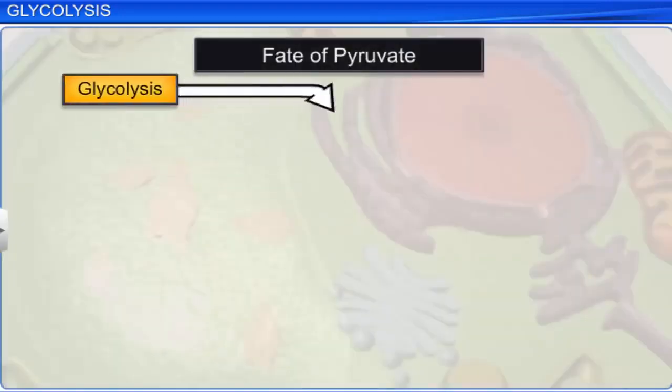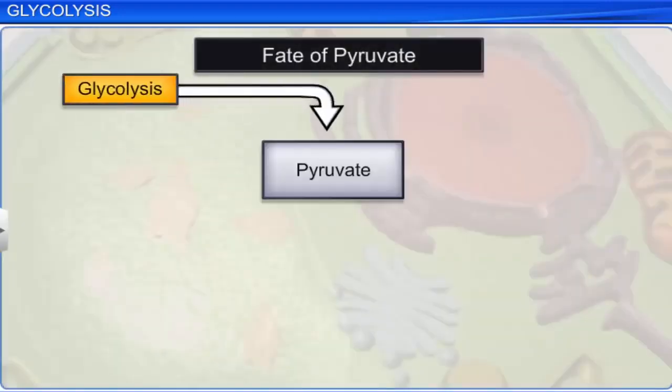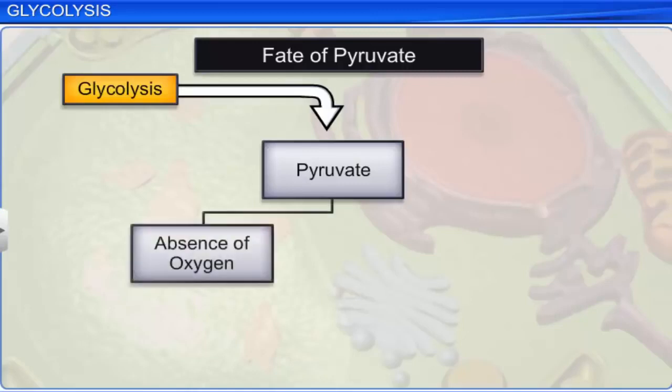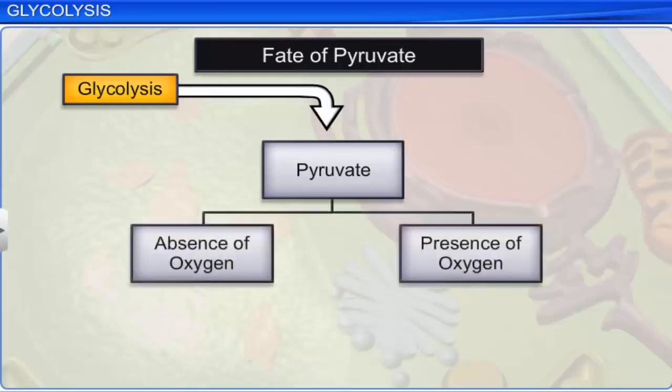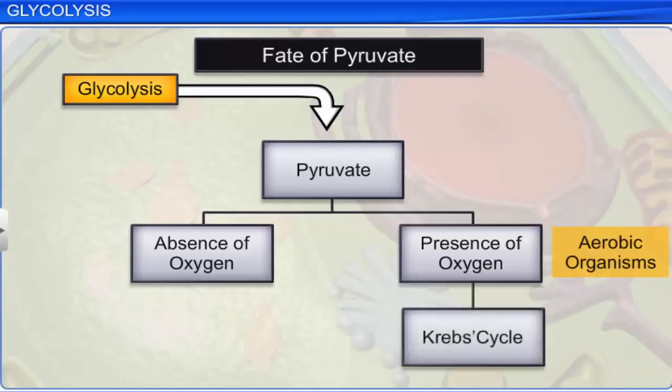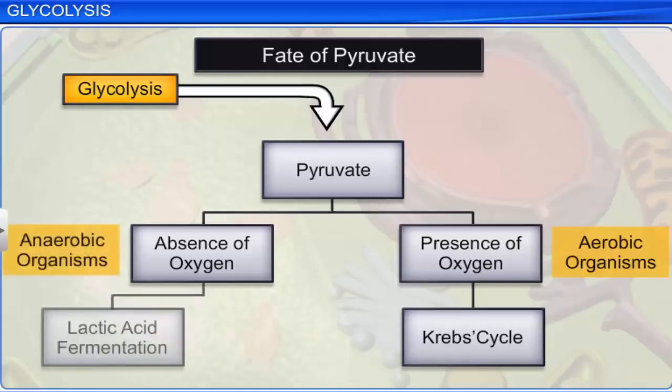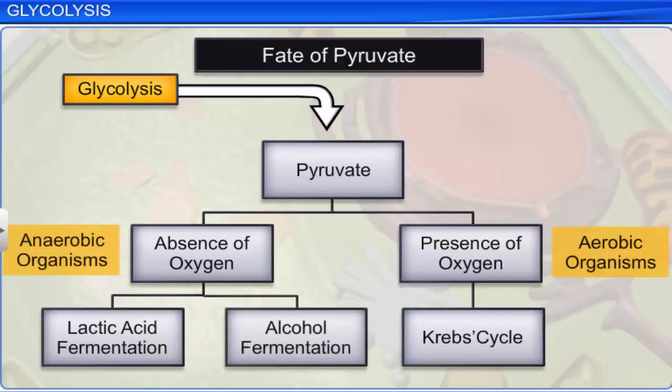The key product of glycolysis is pyruvate. It can be utilized in different ways based on the availability of oxygen. In the presence of oxygen, it is utilized by aerobic organisms in Krebs cycle for complete oxidation. In the absence of oxygen, it is utilized by anaerobic organisms in lactic acid or alcohol fermentation.